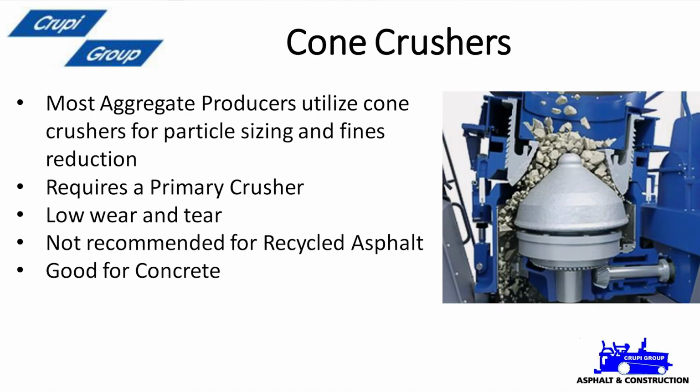Aggregate producers like using cone crushers as well, because a cone crusher has a big giant mantle on top and an oscillating cone at the bottom. The material moves really slowly, but it can actually crush everything.